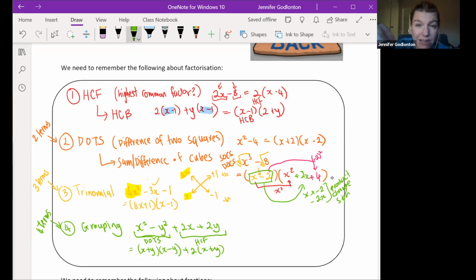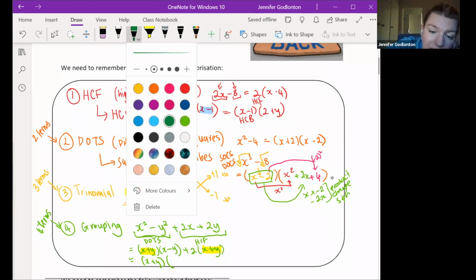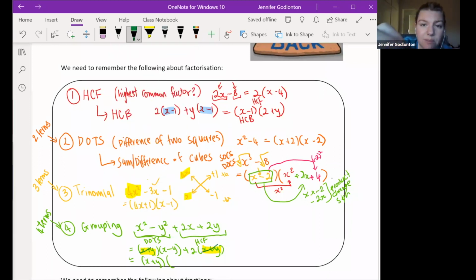Now, if you got to that step, that's really great. That's a perfect start. Now we're going to take out our highest common bracket, which is what we spoke about in 1. So we're going to take out x plus y from both terms. And when you do any type of highest common bracket, you can literally just cross it out in your head. So you don't need to think about it anymore. And you just write what you're left with. So I'm left with x minus y, and then I'm left with plus 2. That's it. So you just write what you're left with. And that's our final answer. And that would be worth like 3 marks.